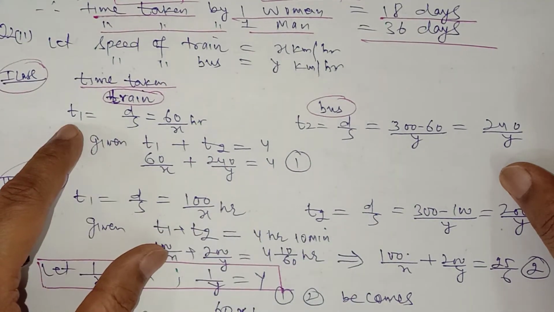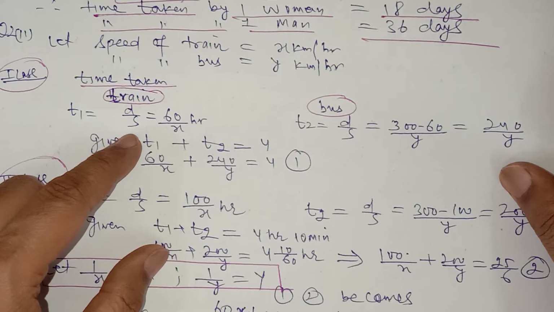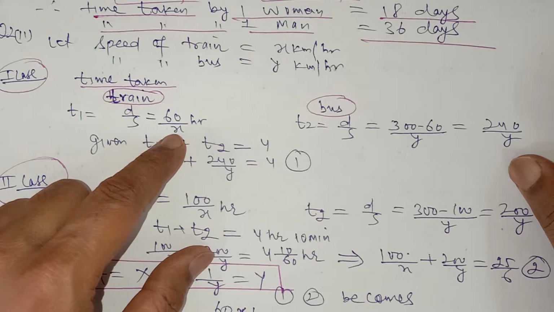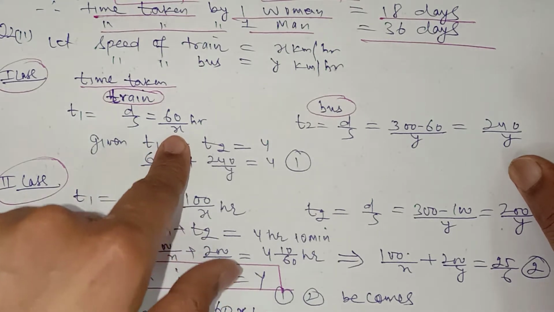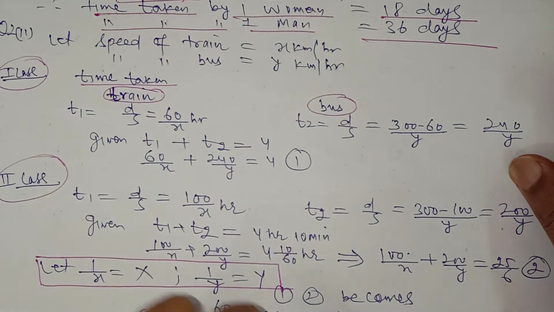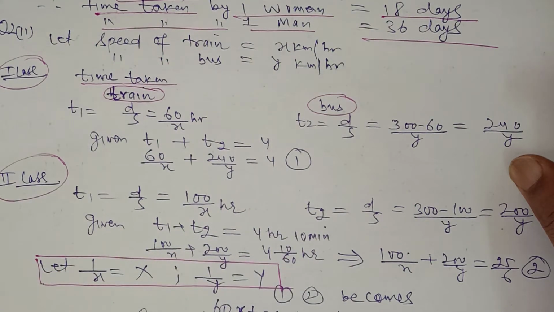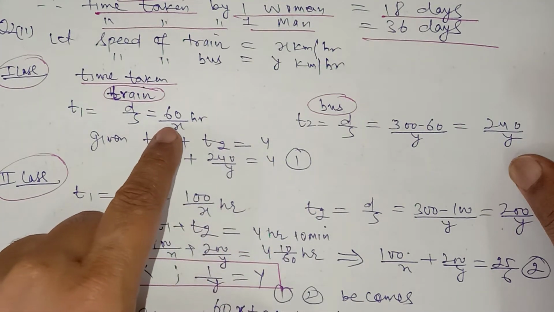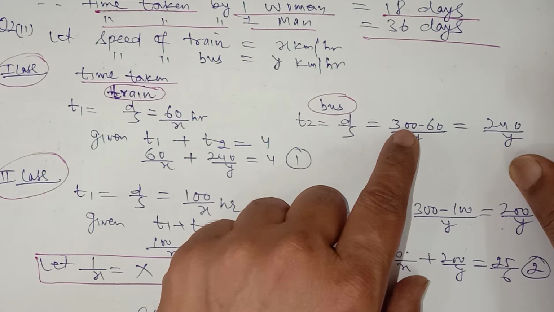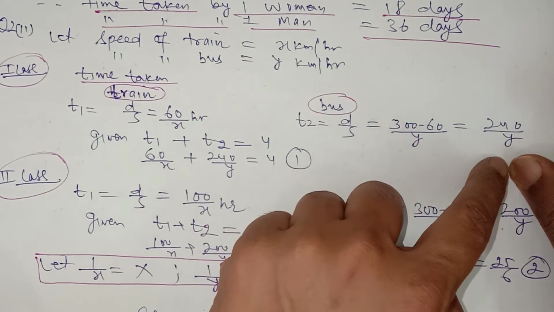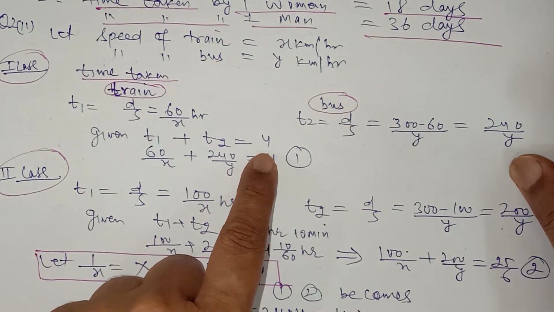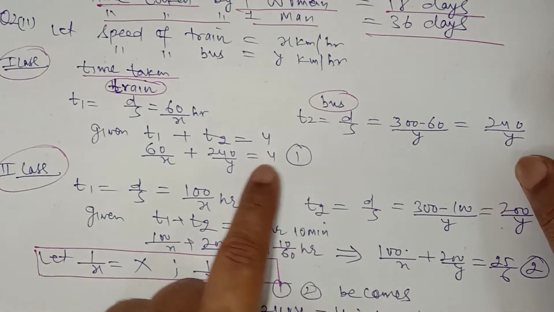The time taken by the train will be distance upon speed. The distance traveled by the train is 60 kilometers and the speed is x kilometers per hour, so the time taken by the train to travel 60 kilometers is 60 upon x hours. Now because the total distance is 300, the remaining distance will be traveled by the bus, which will be 300 minus 60, that is 240. So the time taken by the bus is 240 upon y. The total time taken by them is 4 hours, so t1 plus t2 is equal to 4 hours.